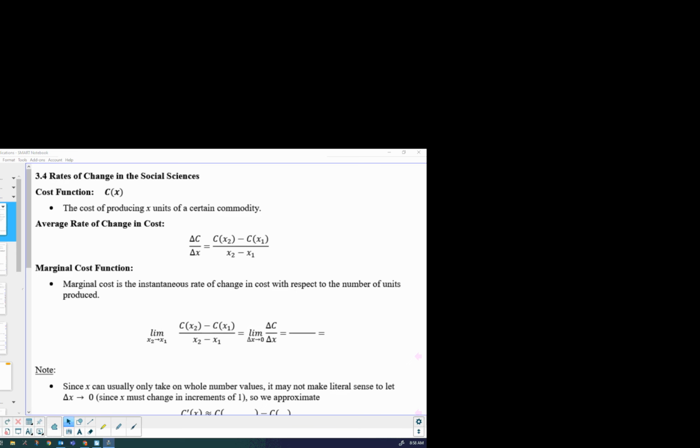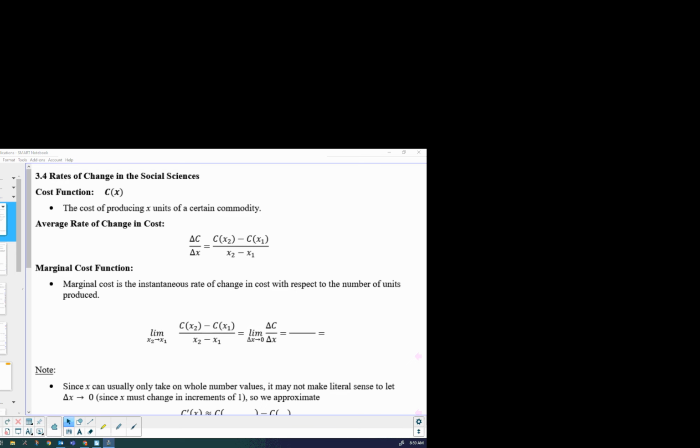Okay, let's take a look at this lesson, 3.4. So here, rates of change in the social sciences, we're going to look at cost, revenue, profit, and their derivatives and what they mean.